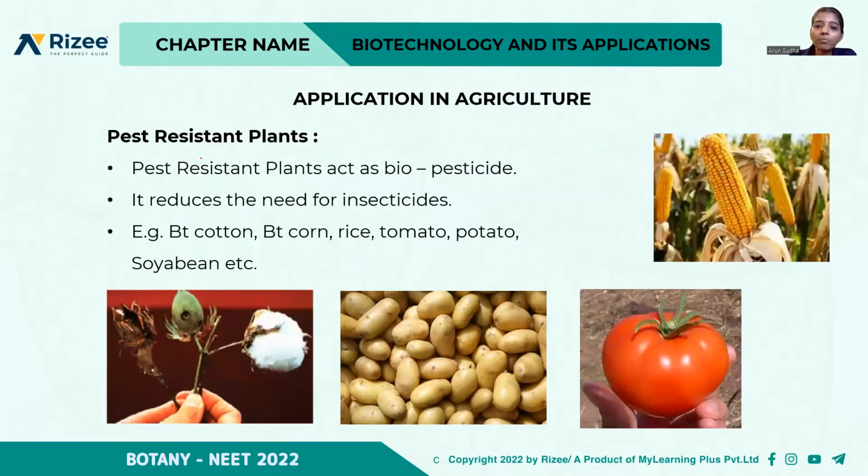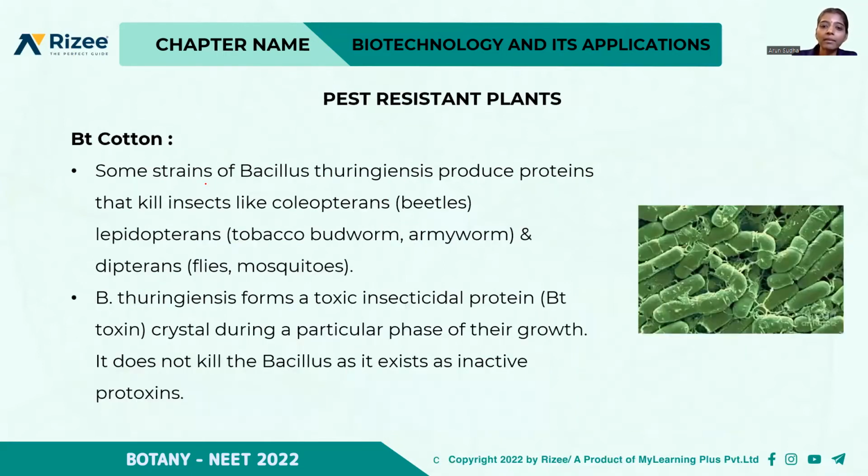So pest resistant plants. What do we mean by pest resistant plants? They are called biopesticides. And also it reduces the need for the use of insecticides. So we can reduce the use of insecticides. Examples are BT cotton, BT corn, rice, tomato, potato, and soya bean. So we can make it as a biopesticide. That is, we can introduce the genes which are responsible for this pest resistance. BT is Bacillus thuringiensis. So we'll see in detail.